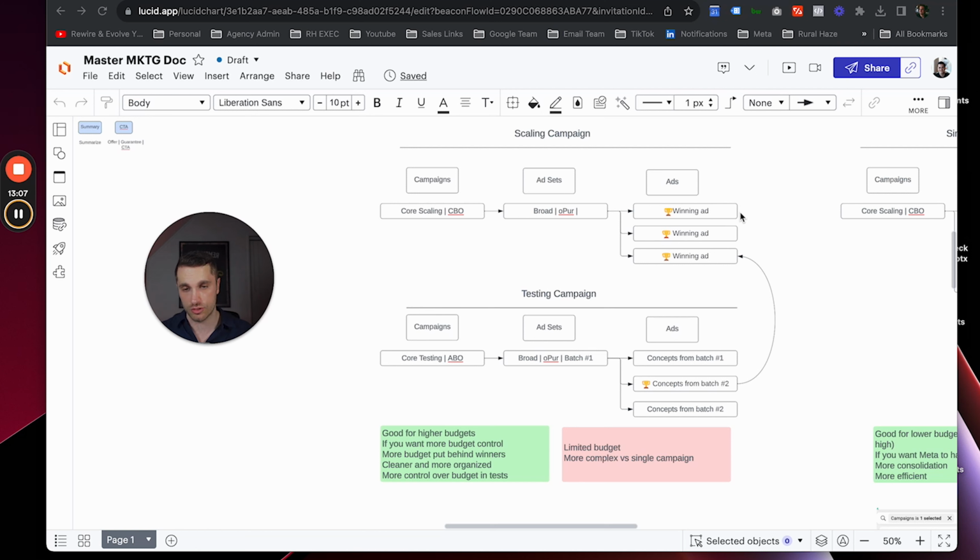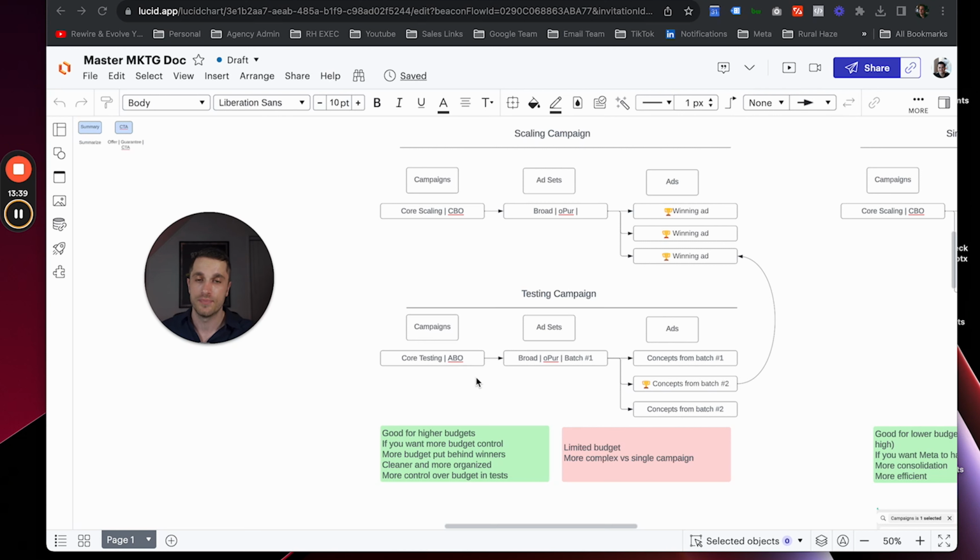Now, why do we do it this way? For this particular structure, we do it because we want more control of where the budget is going. And also we want the highest amount of our budget to always be going towards ads that are already proven to convert at our targets. So we can control that budget. Typically with accounts like this, 80% or more of our budget is going to the scaling campaign, because if you have too much budget going only to testing, you're going to find your performance really sucks because you're spending so much time on ads that aren't proven to work.